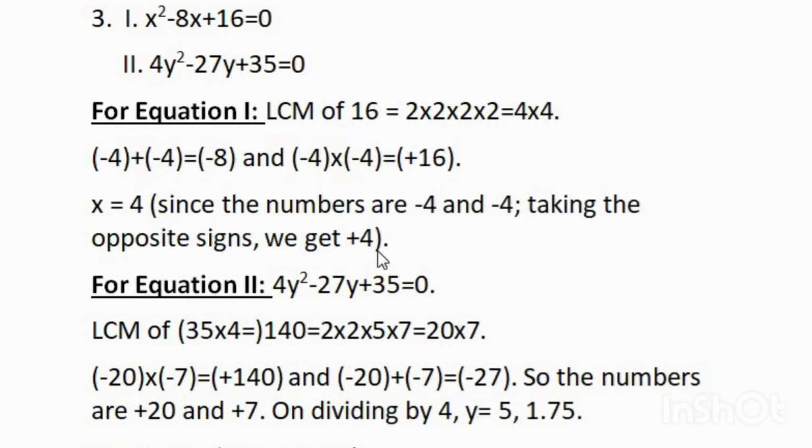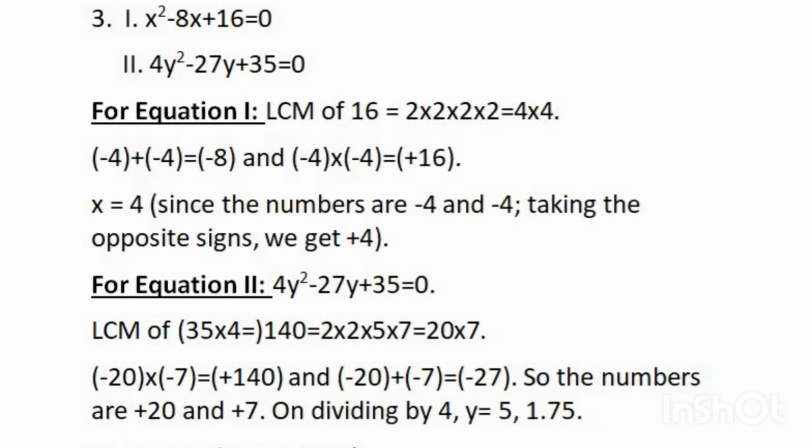Here we do not divide it by the x square term in the first equation. Why? Because the x square term is 1. There is no value written, it is only 1. No value means the value is 1. So 4 by 1 is 4. It is understood. So the value of x is 4, and the values of y are 5 and 1.75.